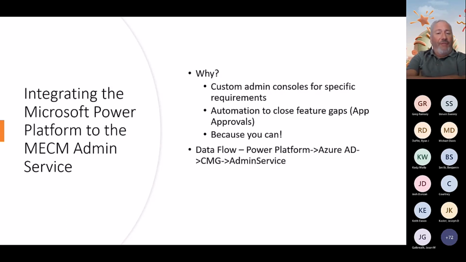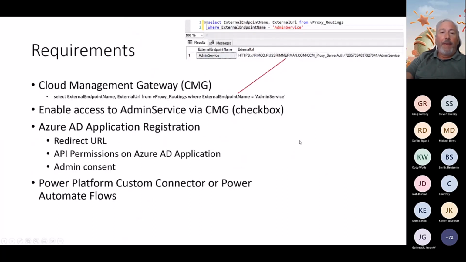So the data flow for Power Platform communicating with the admin service is the Power Platform, which of course is in the Microsoft Cloud. You have to get Azure AD authentication, which then once you have that token request, you can then communicate through the Cloud Management Gateway, assuming you have that implemented. And then from there, hit the admin service, which is running on your SMS provider.